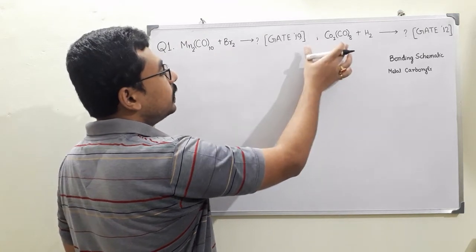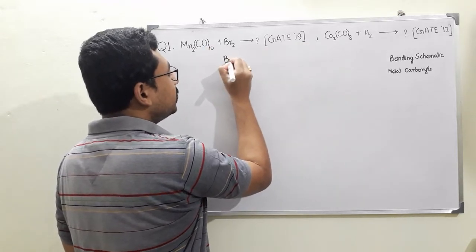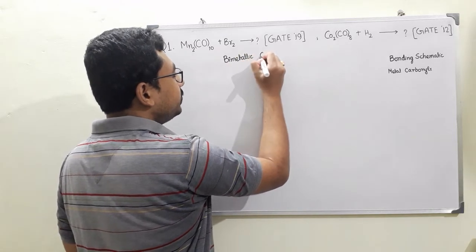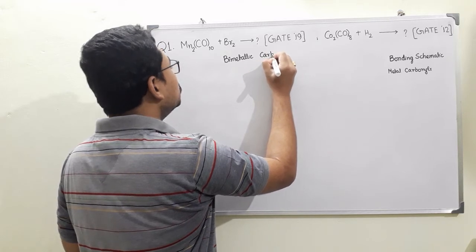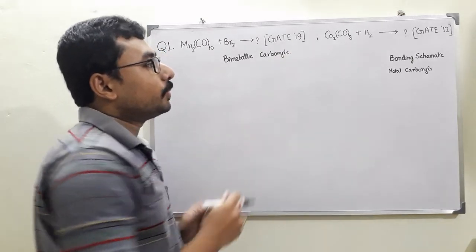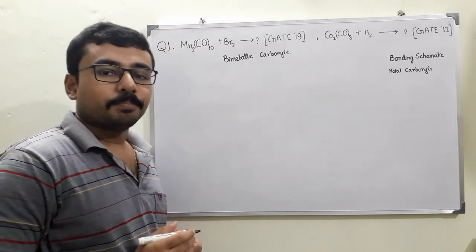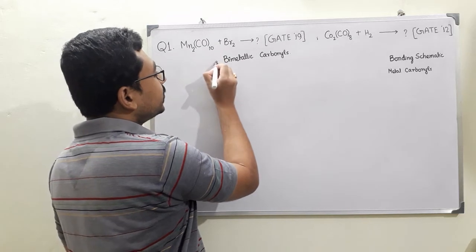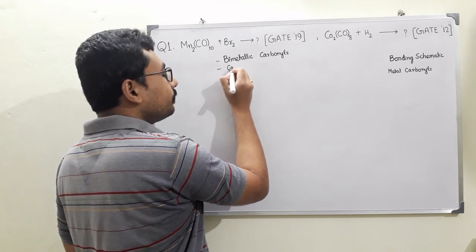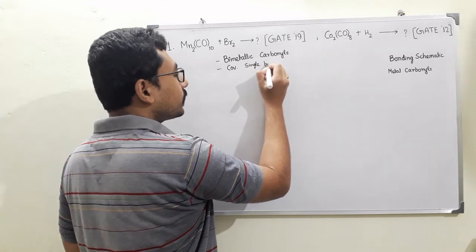You must have already observed the similarity between these two reactants. These are bimetallic carbonyls, right? Because they have two metals and they also have carbonyl ligand as the organometallic ligand. Fine. So the next question is how to address this problem. You see, the one reactant is bimetallic carbonyl and the other reactant is covalently single bonded non-metals.